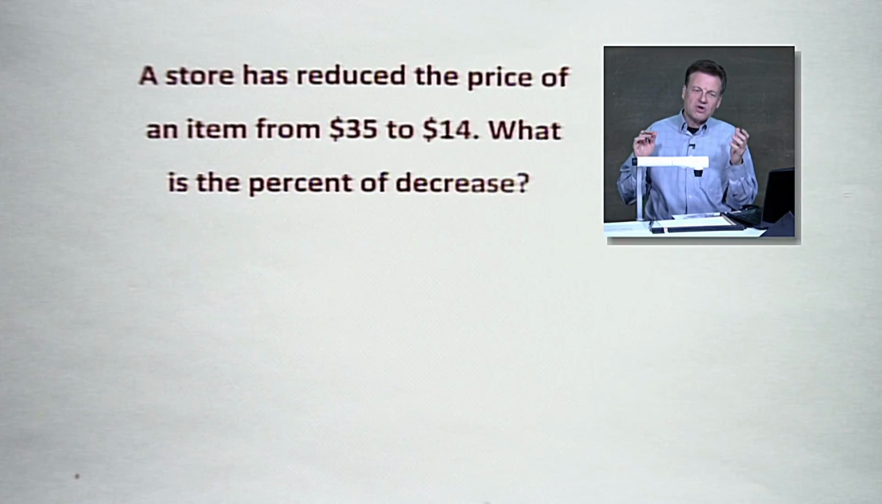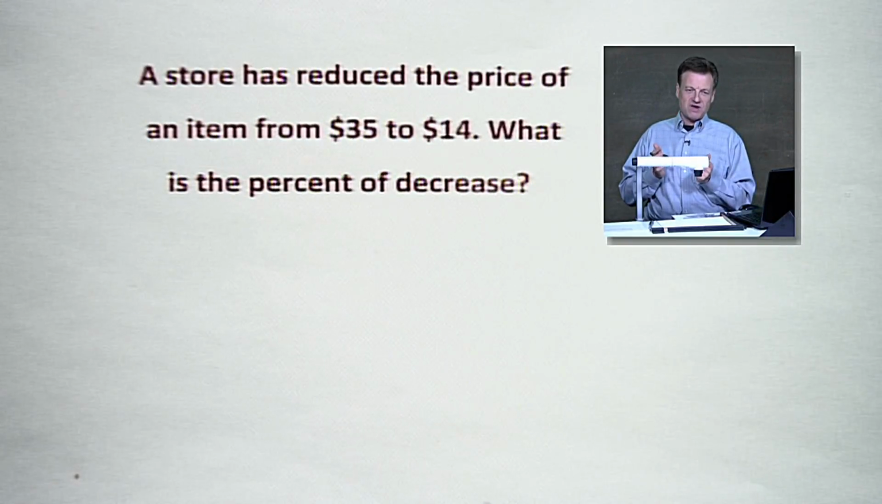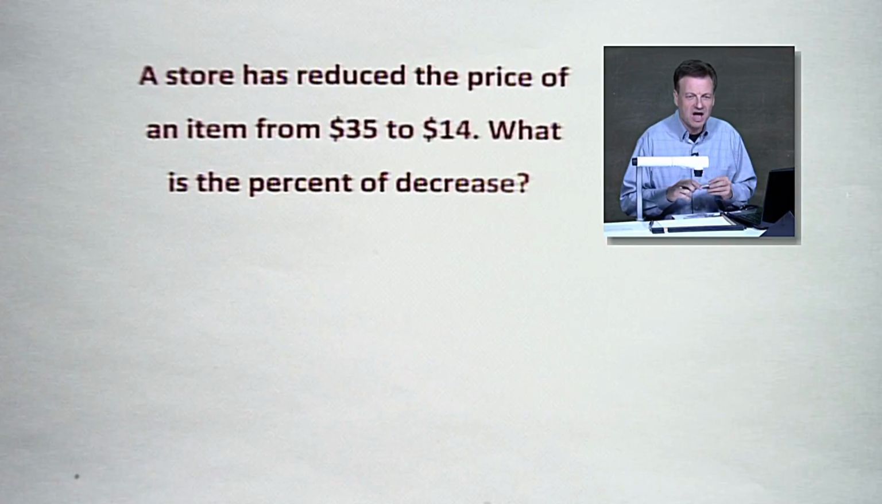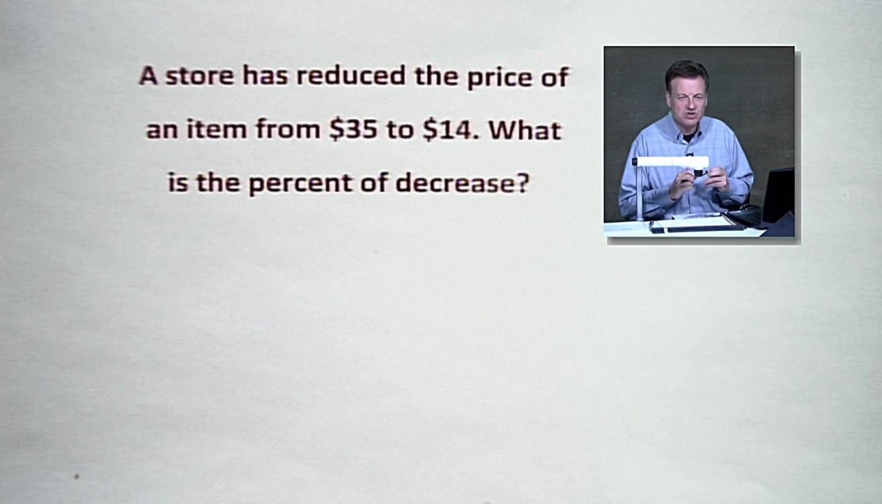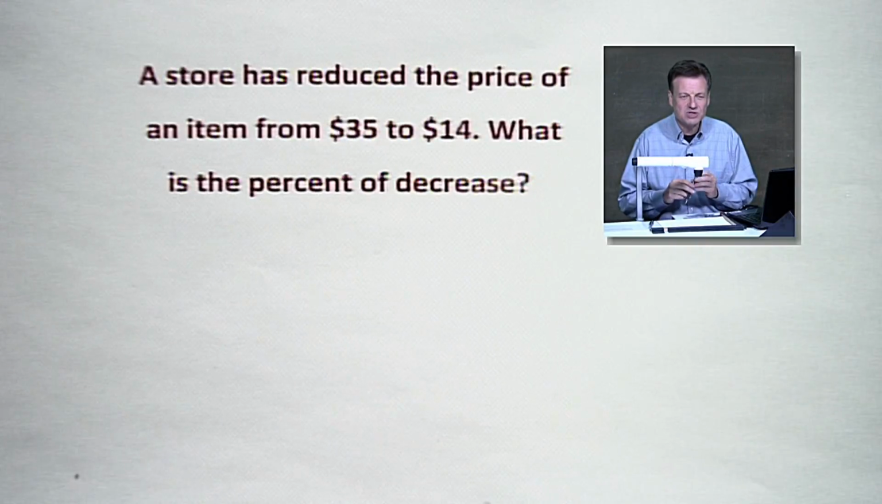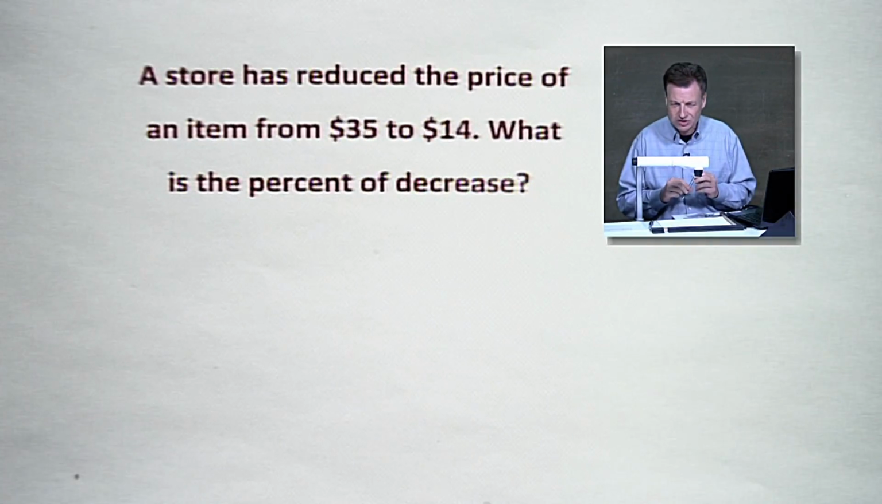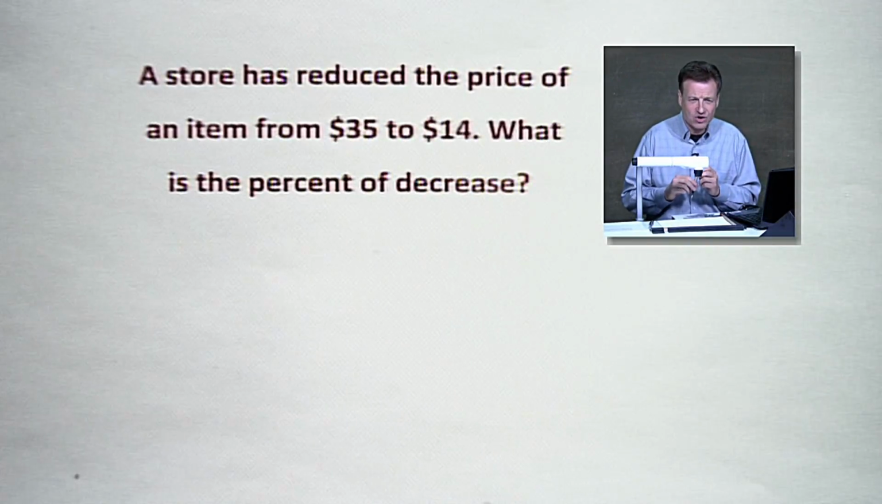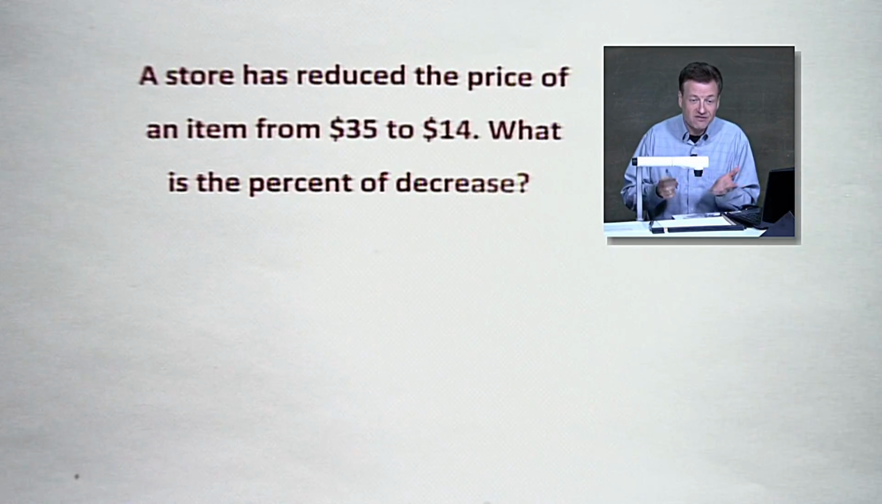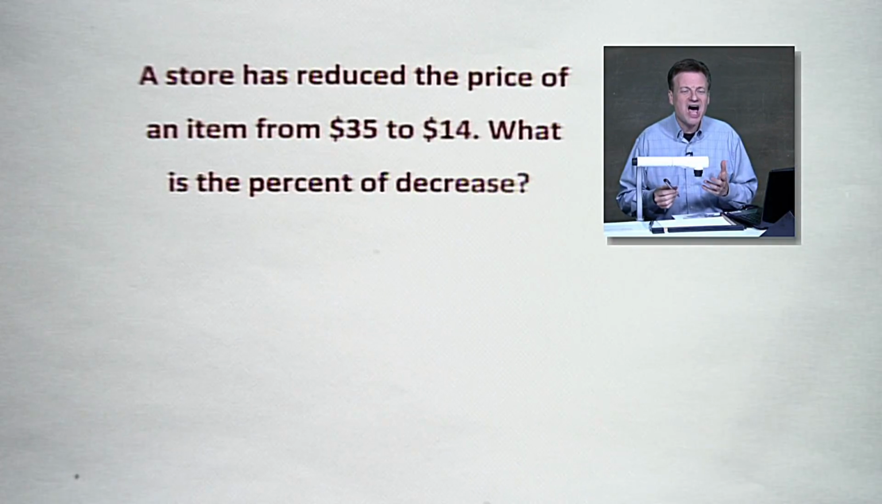So first of all, that's telling me something. We've knocked how much money off this thing? We've knocked $21, my friends. You've gone from 35 to 14, so that means we're taking away $21. That's a good price. It's a good decrease. That's a great sale price. That's more than half, all right? So it says, what is the percent of decrease?